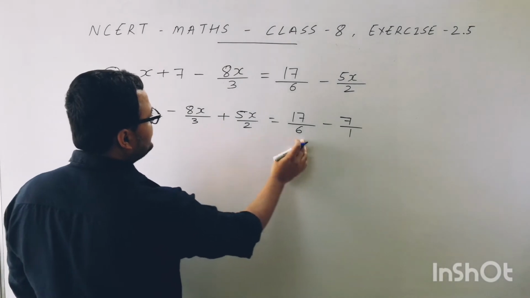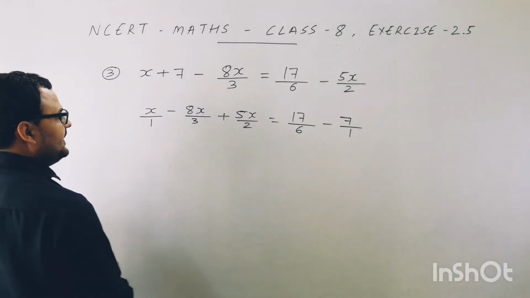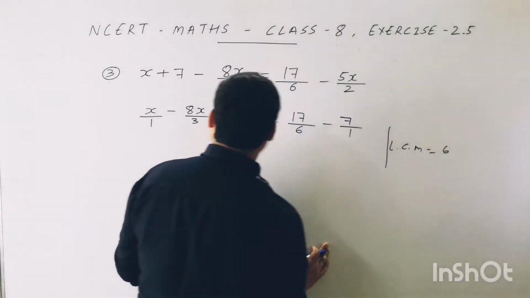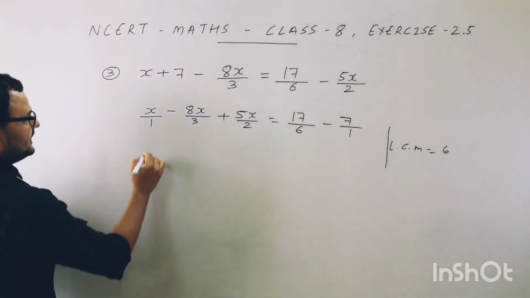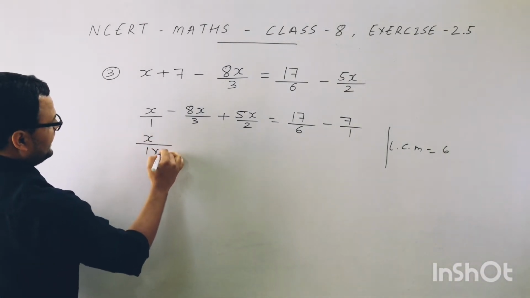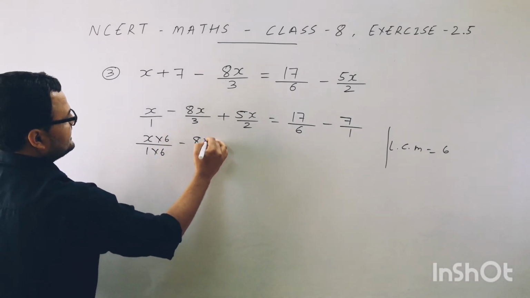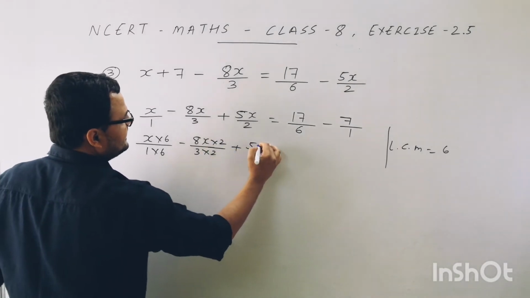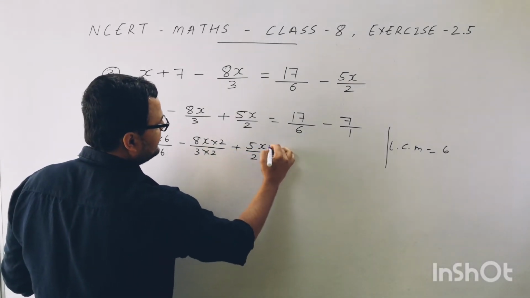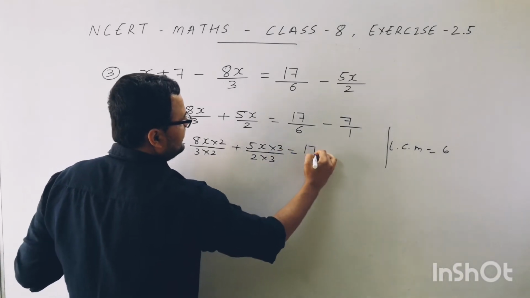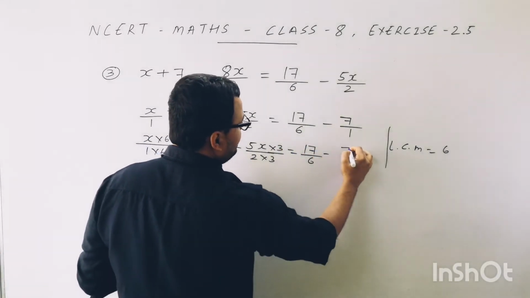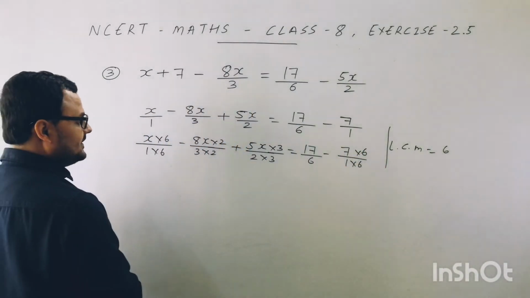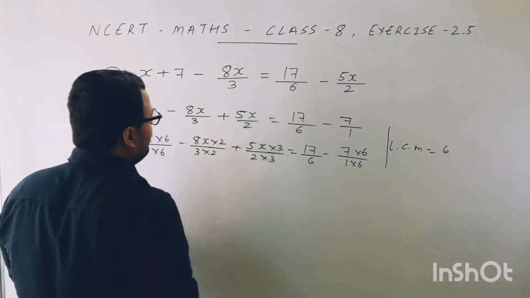Now 1, 3, 2, 6, 1. So we can find the LCM together, of 3 and 6, so the LCM is equal to 6. All the denominators we have to convert into 6. So x by 1 into 6, minus 8x by 3 into 2, into 2, plus 5x by 2 into 3, into 3. That is already 6, so nothing we have to do there. Minus 7 by 1 into 6, into 6. Now we got all the denominators as 6, like fractions.